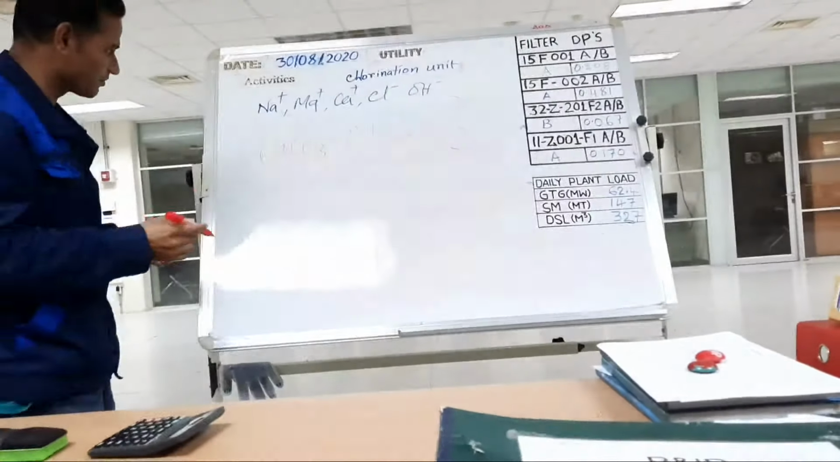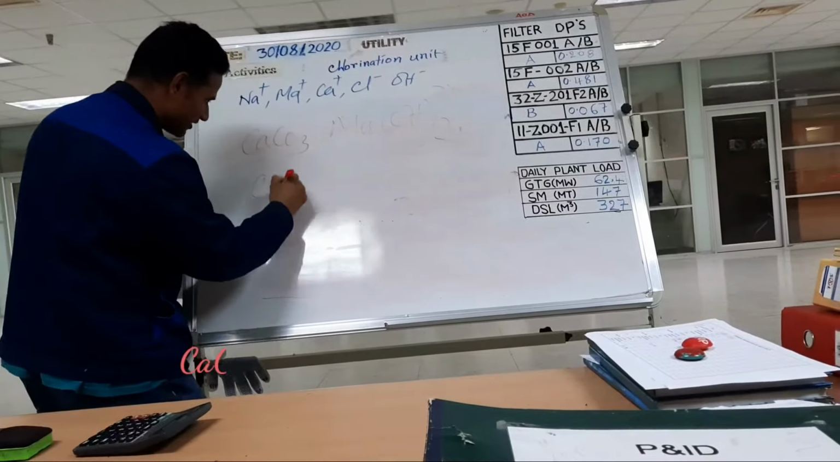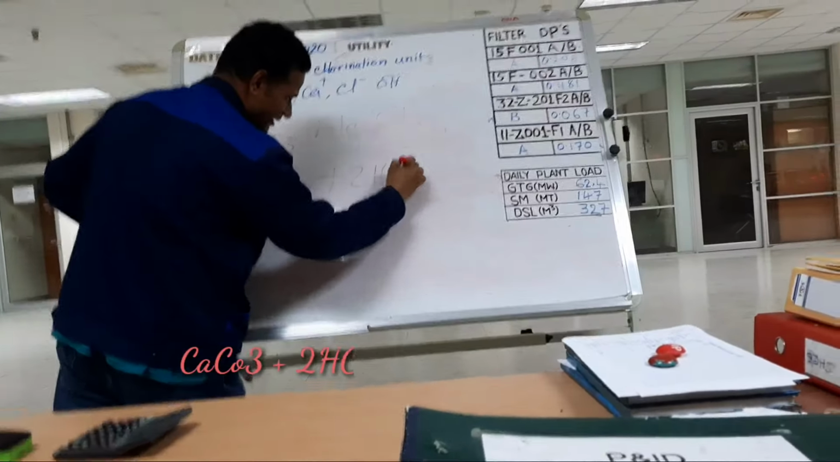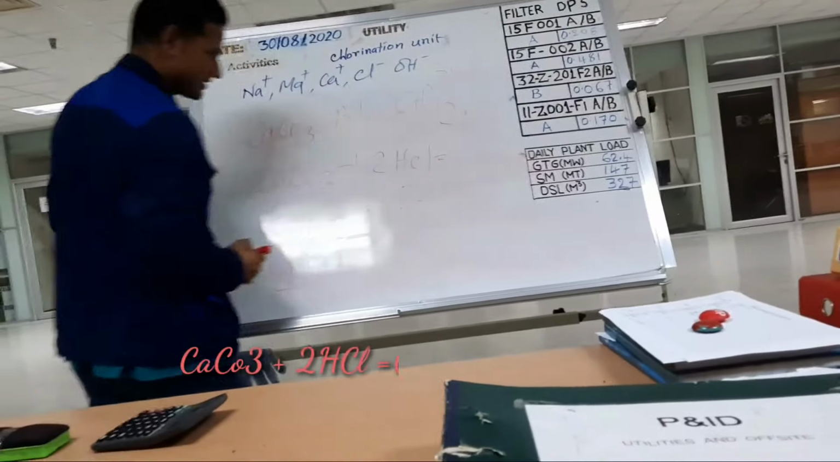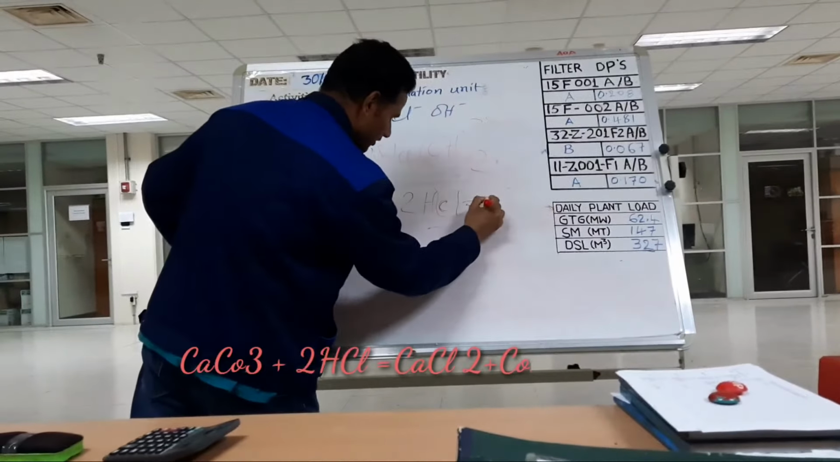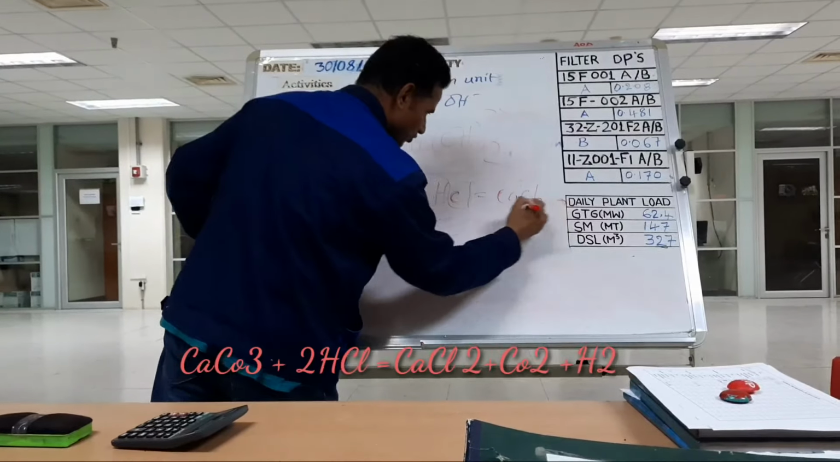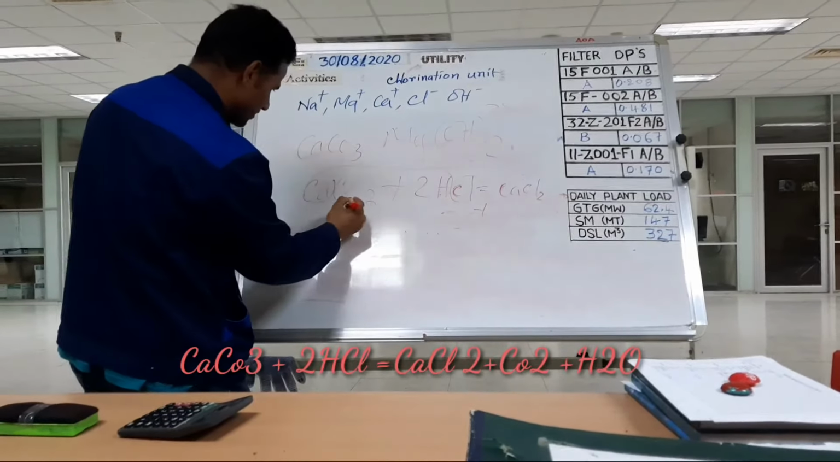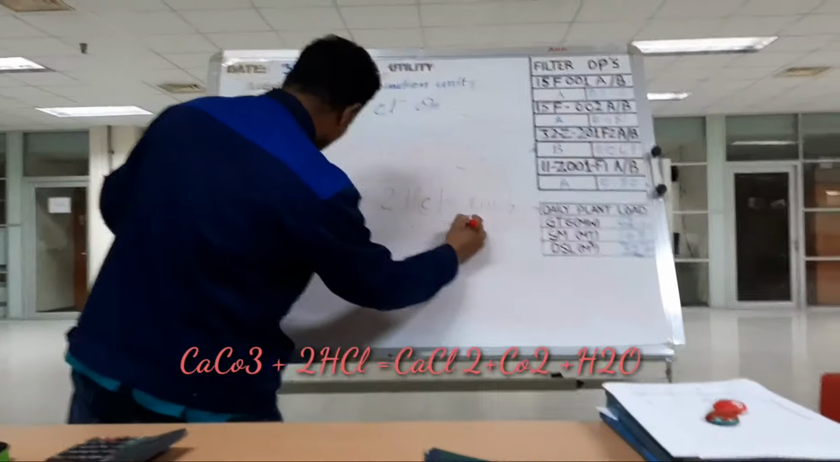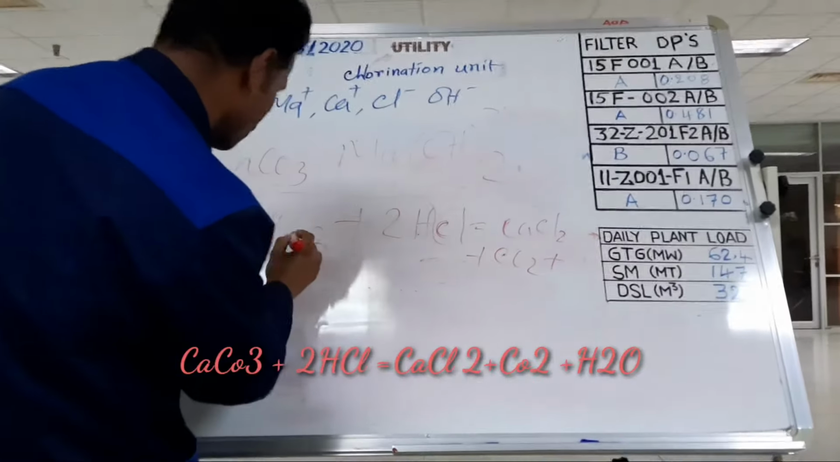How are we removing this salt? This is calcium carbonate. For acid cleaning we use hydrochloric acid, HCl. So what will happen? It will create calcium chloride plus CO2, and one oxygen, 2 hydrogen.